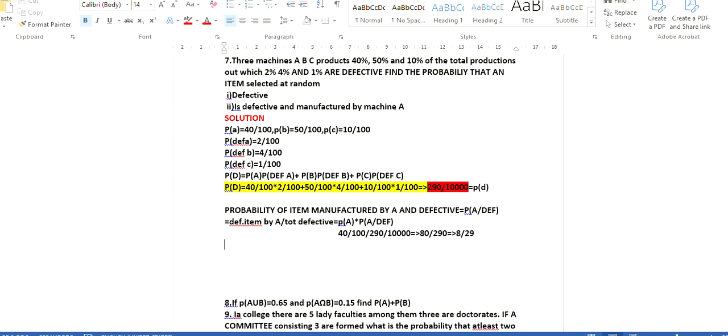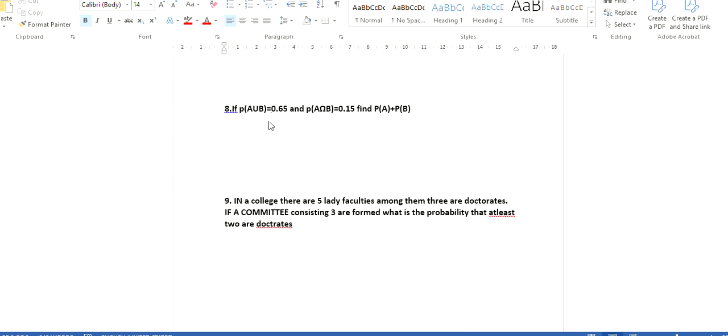So what is the probability that the item manufactured by A is defective? It is 8 by 29. So that is the final answer. Now another small question for 2 marks. If probability of A is equal to 0.65 and probability of A intersection B is equal to 0.15, find probability of A union B. There is a formula I have to remember.